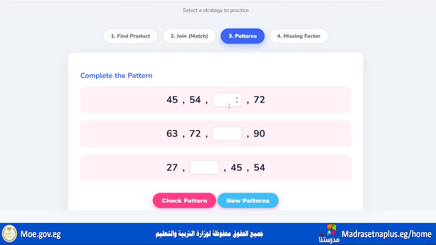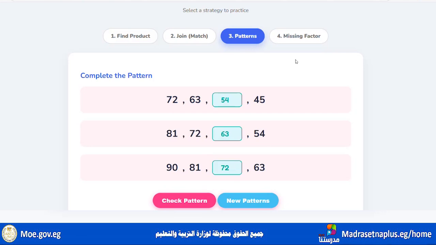New pattern. This one, 63, I think we got it before. 63, 72, 81. 27 and what? Table 9, multiples of 9. Yes, 36. Yeah, we got all. New pattern, 72, 63. Yes, 54, 81, 72. Yeah, 63, 54. What about this one? 90, 81. Just help. 72. Yes, check.